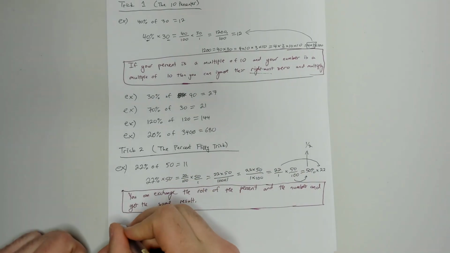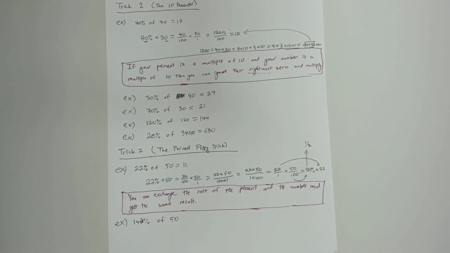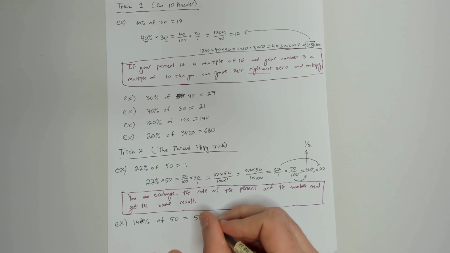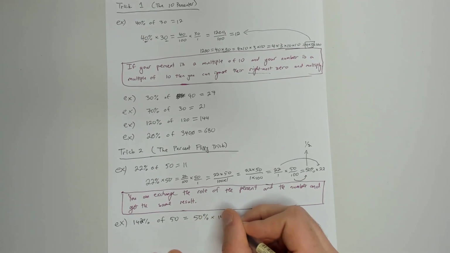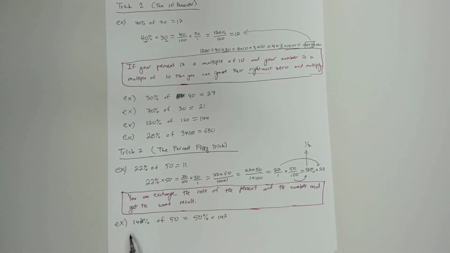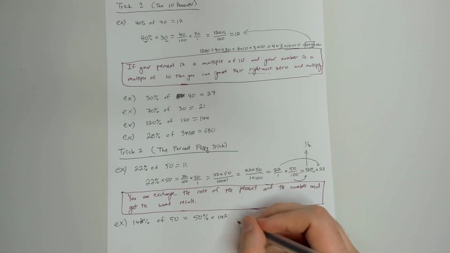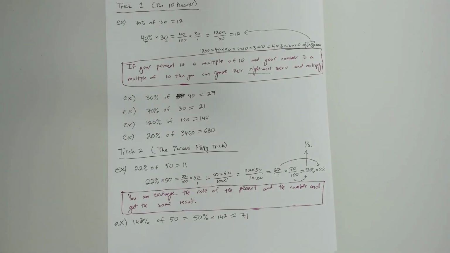Right, so let's try some examples. So say I did 142% of 50. Well, I know this is the same thing as 50% of 142, right? I'm just using the Flippy trick. I'm just changing them around. And the 50% of 142, that's half of that, right? And half of 142 is 71. So boom, 142% of 50 is 71.